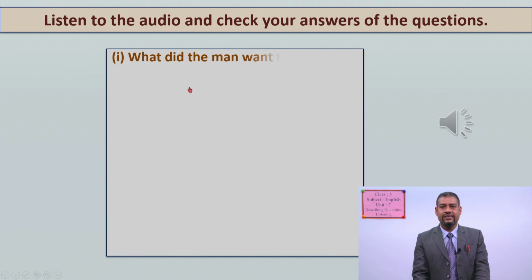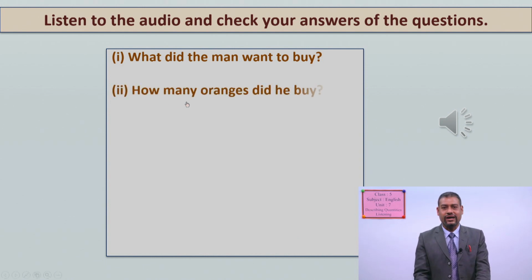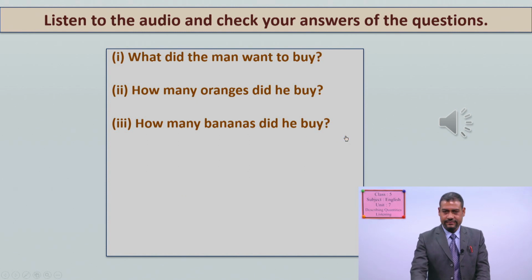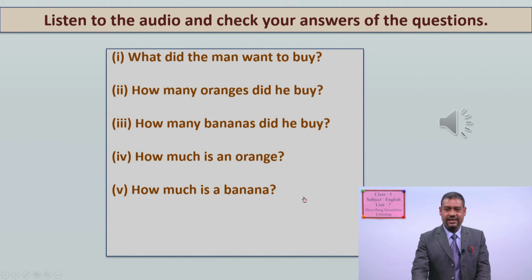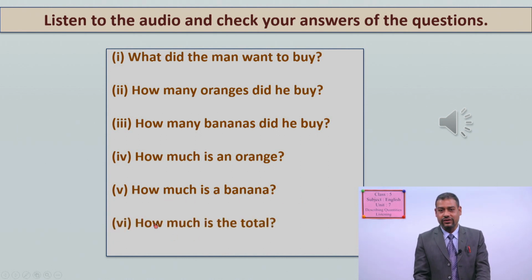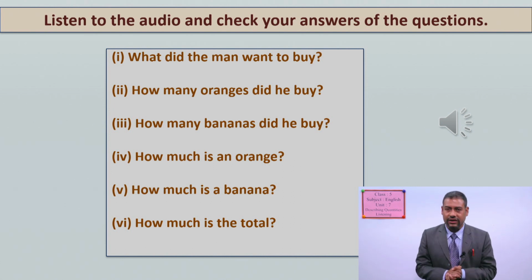The questions are, what did the man want to buy? You have already written down and I will check that. Question number 2, how many oranges did he buy? Question number 3, how many bananas did he buy? Then question number 4, how much is an orange? Then question number 5, how much is a banana? Question number 6, the last one is, how much is the total? You have to find out total money that the customer has paid to the shopkeeper.